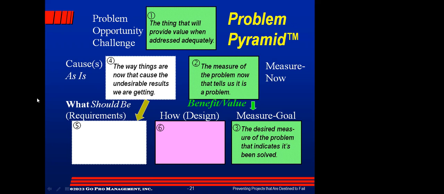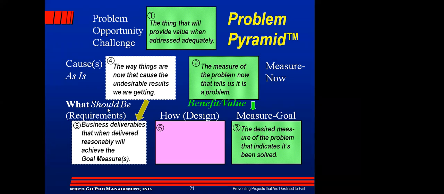We solve the problem by identifying the box five should be's. These are the real business requirements. The business deliverable whats that, when delivered, will reasonably achieve the box three goal measures and thereby provide the benefit and value. Okay. And box six, the specific way that the box five should be whats can be delivered. That's design.